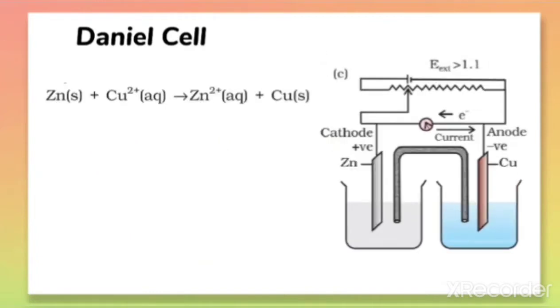Further, when we increase the external potential, the reaction starts again, but in the opposite direction. So when the external potential is greater than 1.1 volt, the reaction will start, but in the opposite direction. Now you can see the reaction is in the opposite direction. That is shown in this figure.